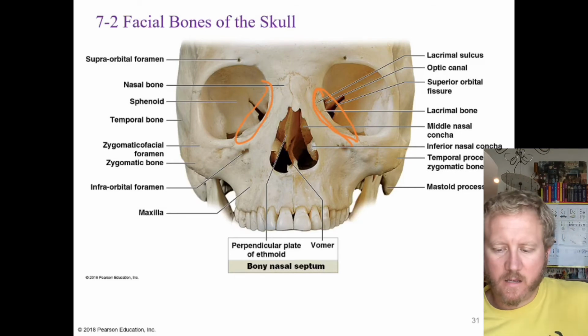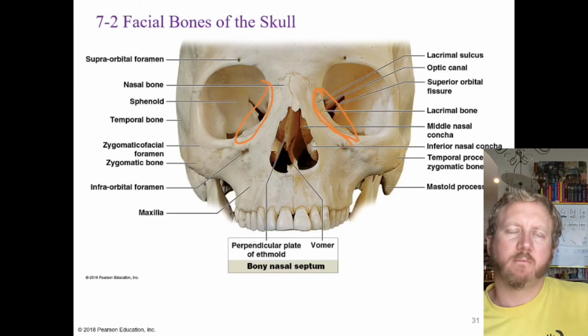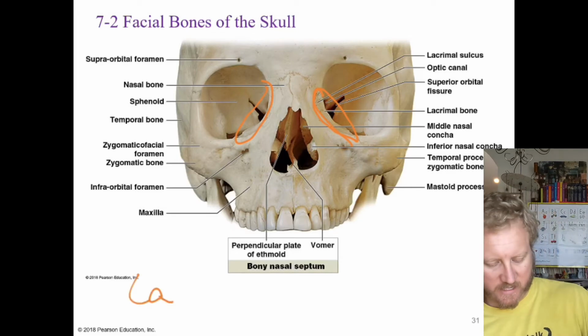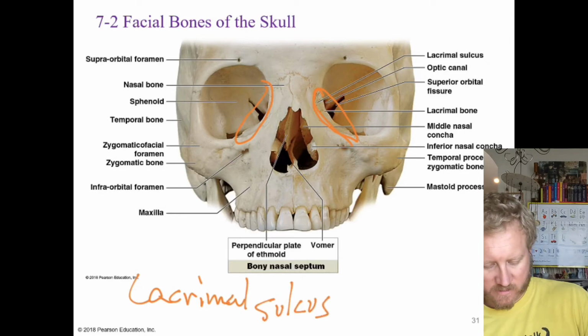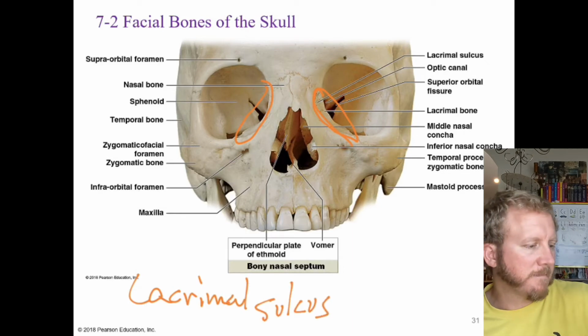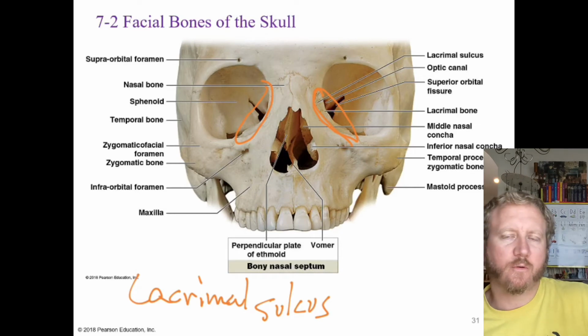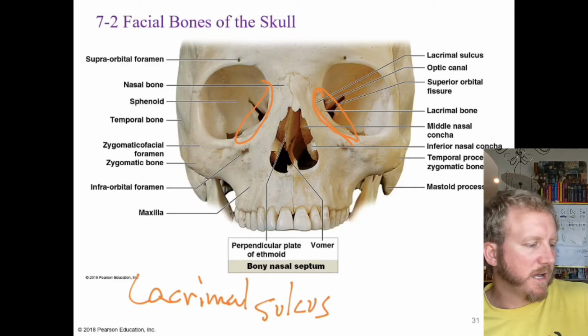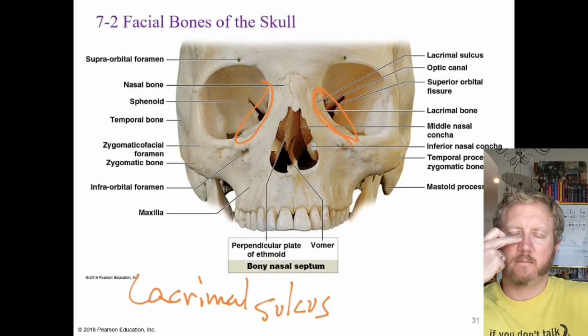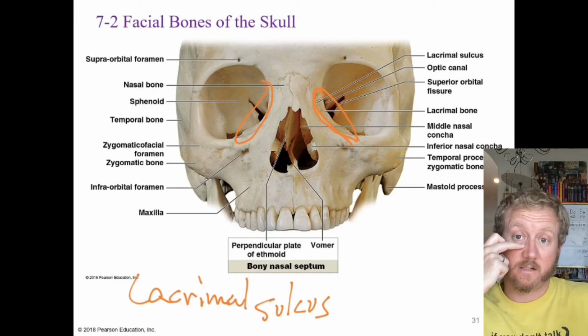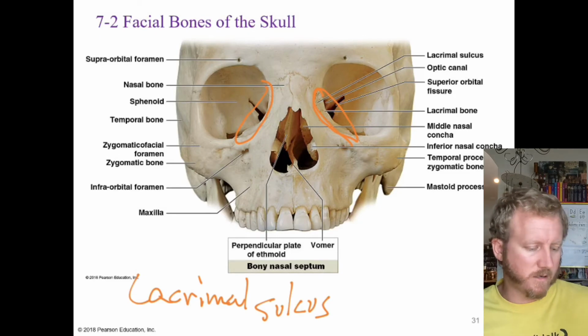And this is one of the ones that has a marking that we need to know about, and that's the lacrimal sulcus. And the lacrimal sulcus is the location of the lacrimal sac where the tear production happens. And it leads to the nasolacrimal canal, which connects nasal passages. It's a drainage portal basically for eyes into nose and stuff like that.